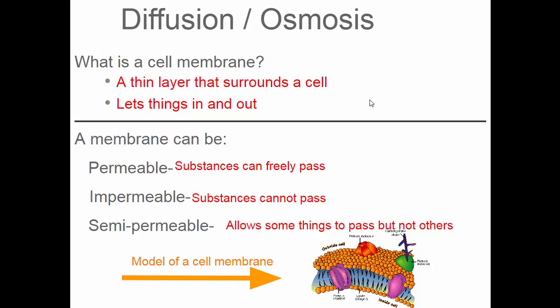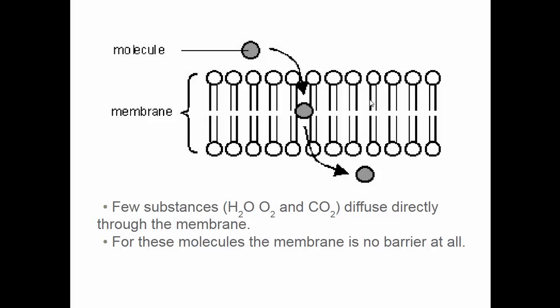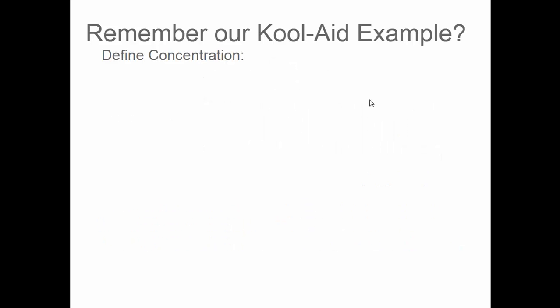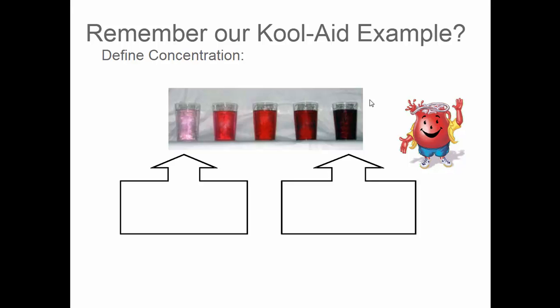Other things need some help. They have to go through sort of a tunnel to allow them into the cell. Those are proteins that allow that to happen. Some substances can just go through, things like water, carbon dioxide, oxygen. They can pass through the cell membrane freely. It's almost like that membrane's not there. But other things are not like that.